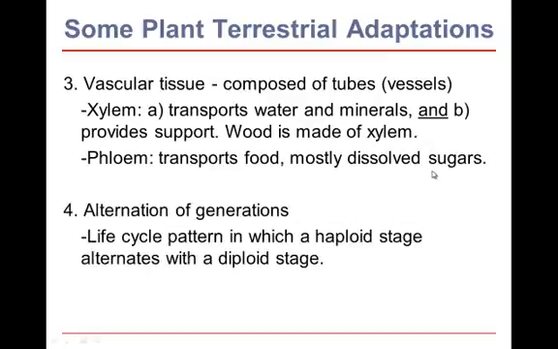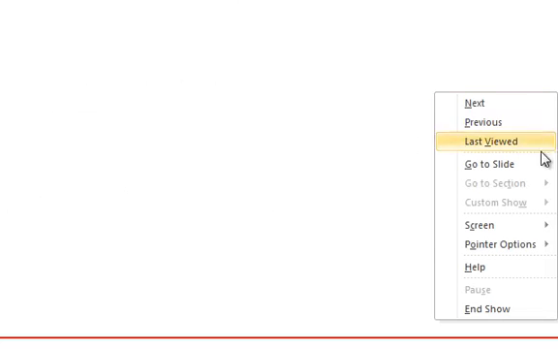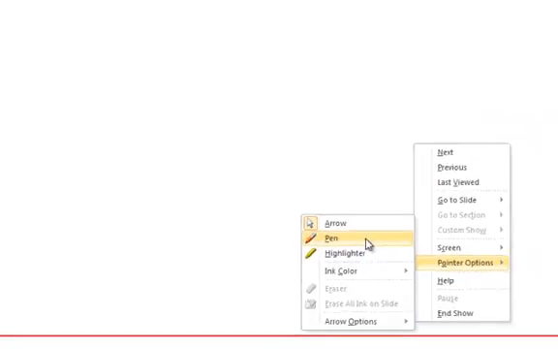A fourth adaptation that plants have is their life cycle, alternation of generations. And this is a life cycle pattern in which a haploid stage, a multicellular haploid stage, alternates with a multicellular diploid stage. And we're going to learn this. And so on the next slide here, I'm going to draw it for us so we can become familiar with it.